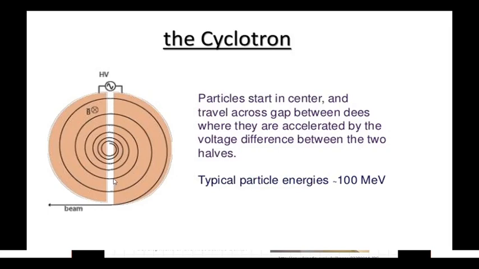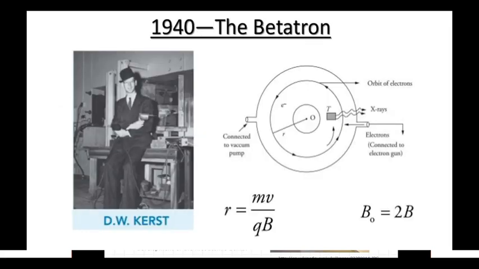Whenever the positively charged particle reaches here, this D will be negative. So what happens? This positively charged particle is attracted towards the negatively charged D. So the acceleration is done in between the D's, and the particle can attain an energy of about 100 MeV. Again, these particles are accelerated by the voltage difference between the two halves. Another cyclic accelerator is the Betatron, developed by D.W. Kerst.